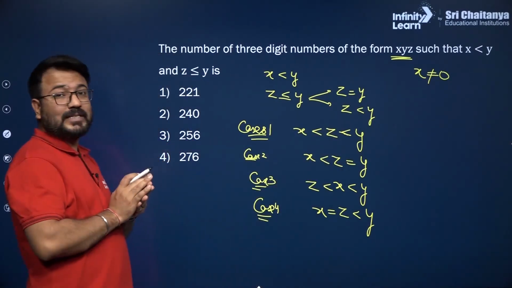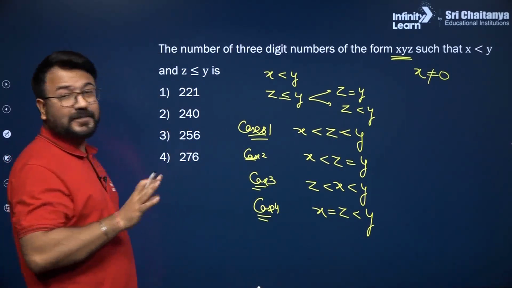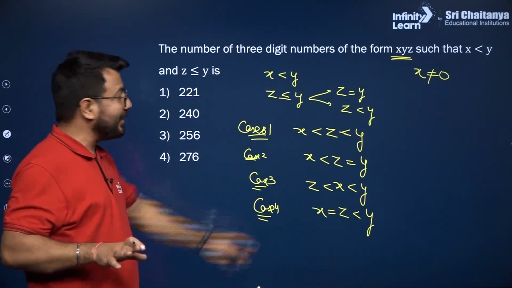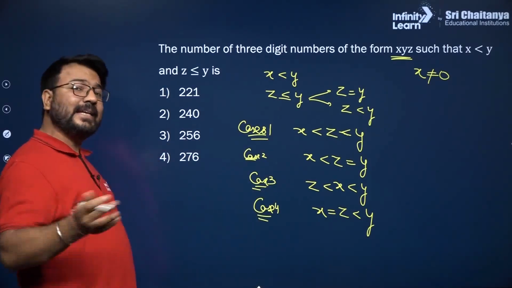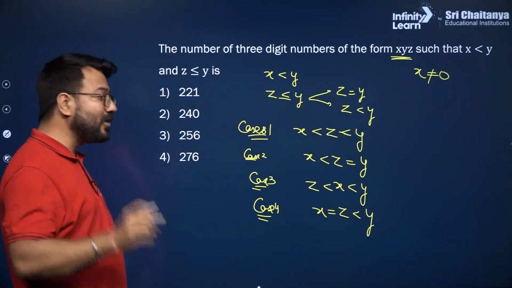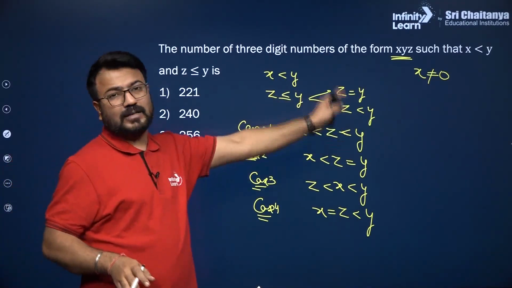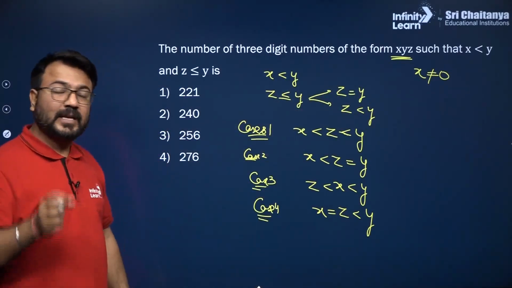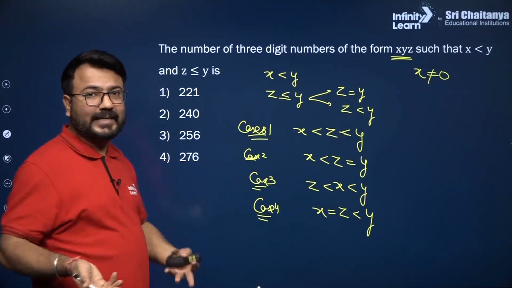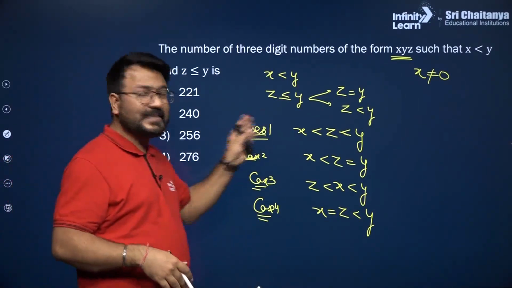So how will I be able to consider these? Out of the 10 digits, 0 cannot be the value of x. We can select any 3 digits. Out of the 10 digits, first of all 0 is eliminated, we are left with 9. Now out of these 9, we can select any 3 and arrange them in ascending order.